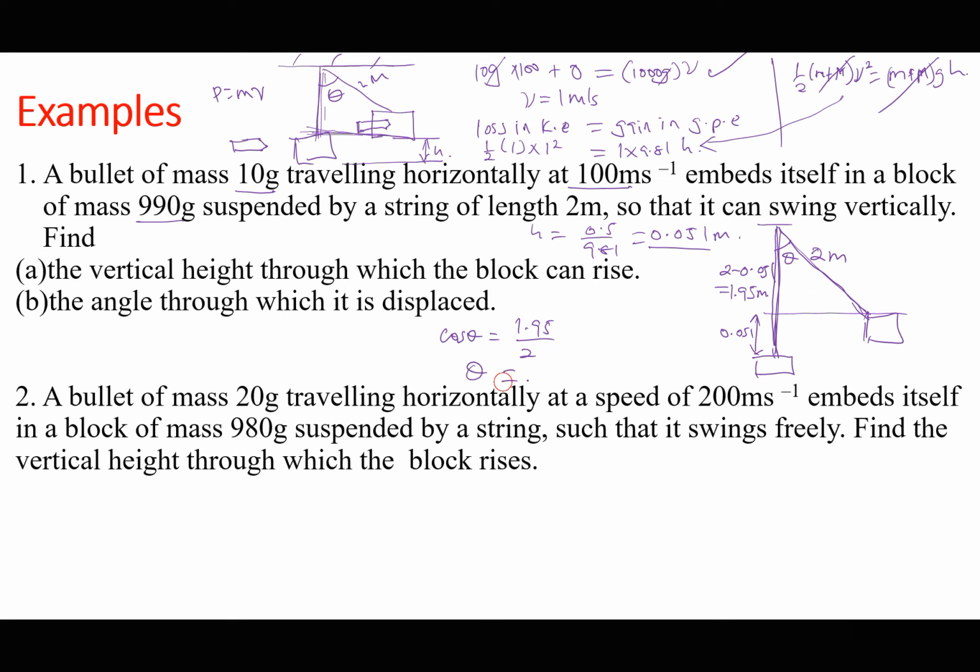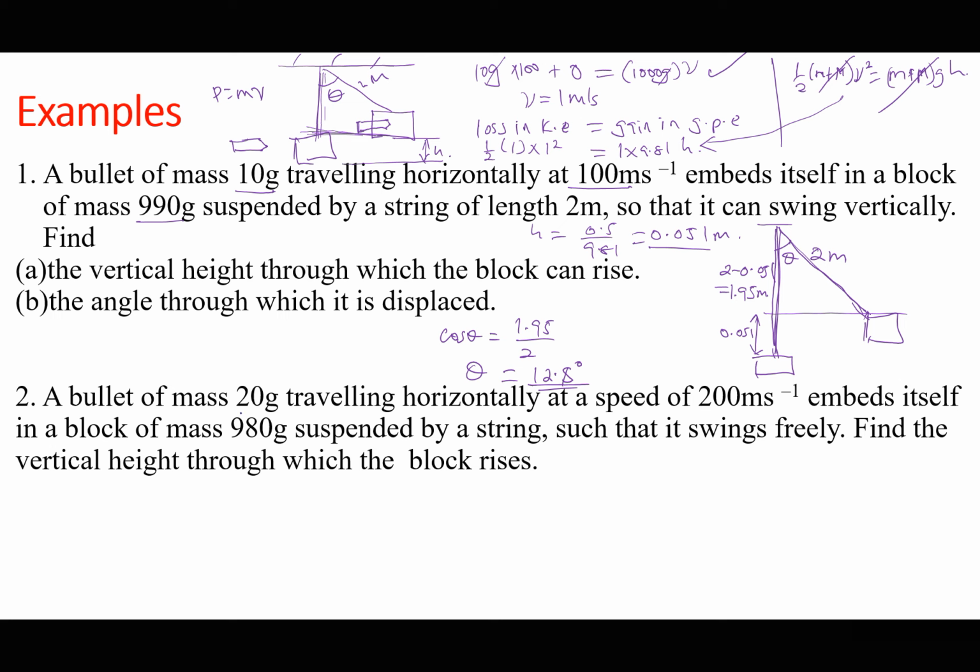So what is theta? Theta is going to be the cos inverse of 1.95 divided by 2. Then I get the cos inverse of the answer, which is 12.8. Theta is about 12.8 degrees. If you're doing Cambridge, you may not find such questions there, but if you're doing more advanced, maybe AQA or OCR, you may find such questions.